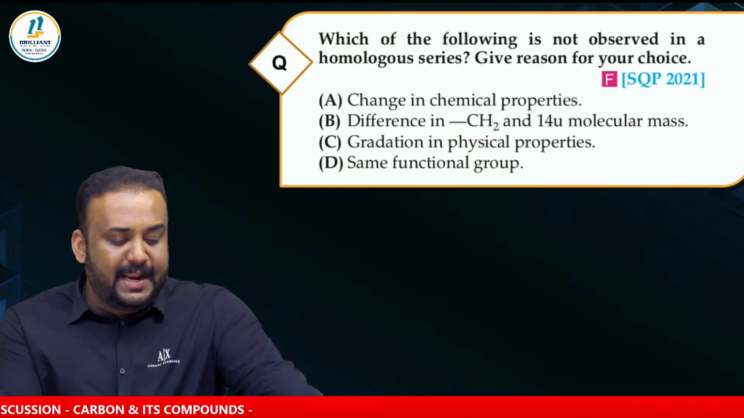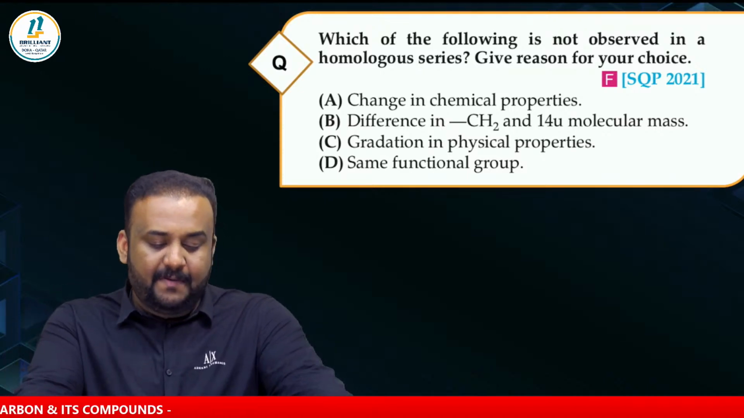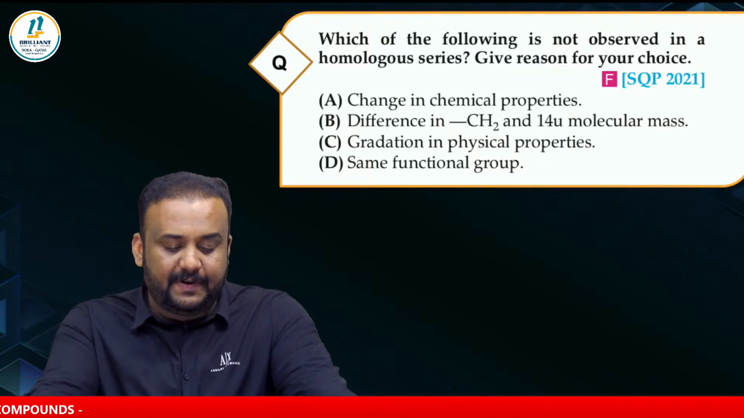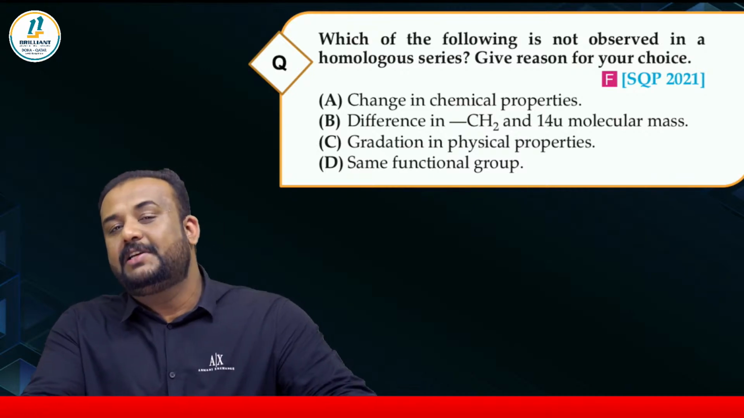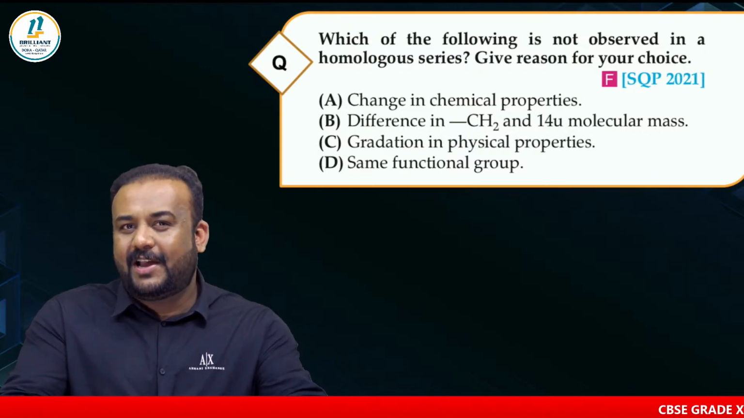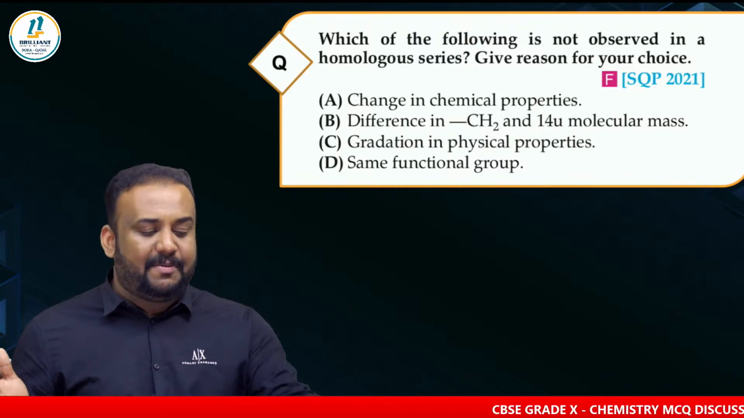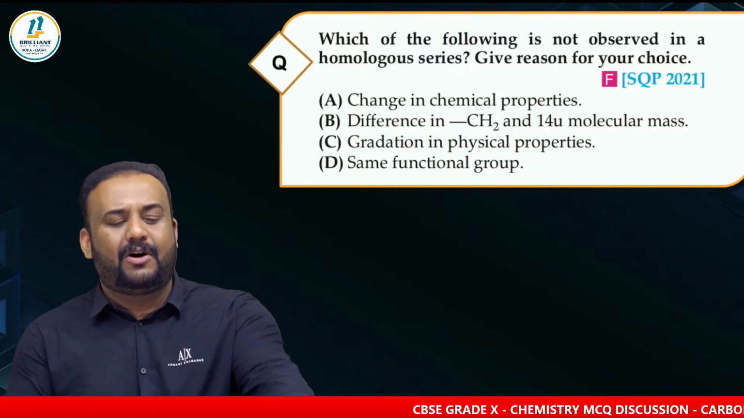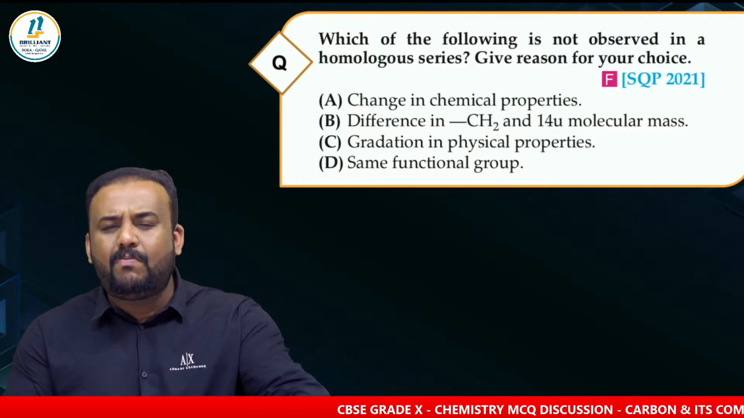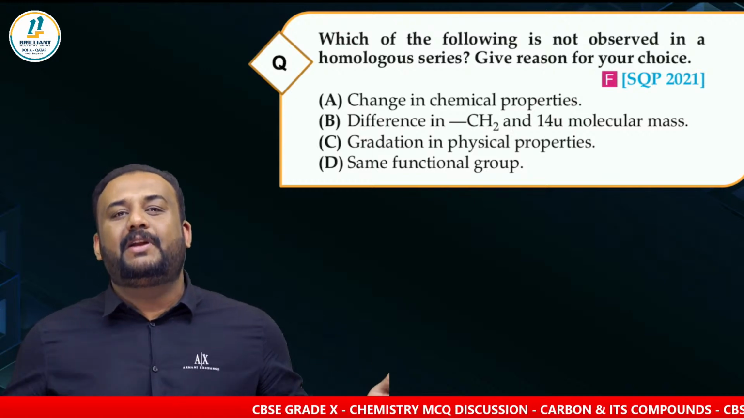Okay. The next one: which of the following is not observed in a homologous series? Give reason for your choice. Coming to homologous series, that's something frequently asked in board examinations, be it the definition or be it the examples. There are so many times this question has been repeatedly asked in boards.